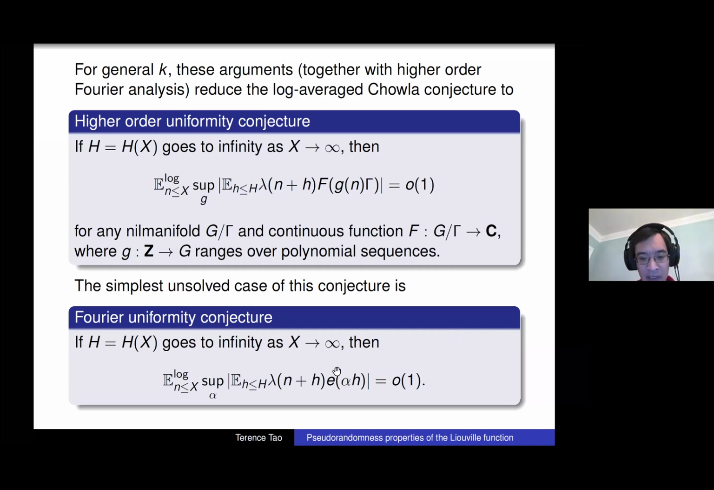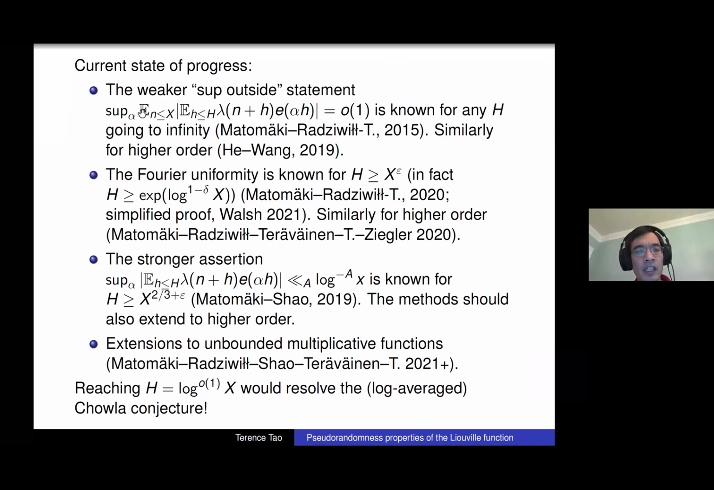So if we can understand local Fourier coefficients of the Liouville function, then we can make further progress. So we've been trying to do that, and there's some progress on this conjecture. If instead of taking the worst frequency for every short interval, you fix the frequency in advance, you move the sup outside, and you have a single frequency for all the intervals, then we can prove it. That I did with Kaisa Matomäki and Maksym Radziwiłł many years ago, and there's a similar thing for higher order nilsequences, but that's a much weaker statement.